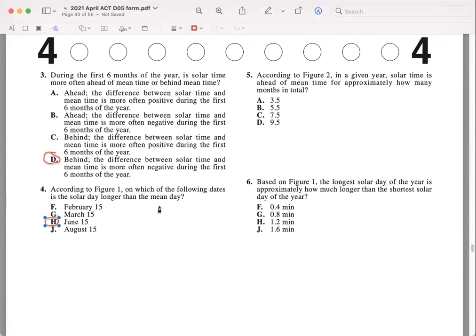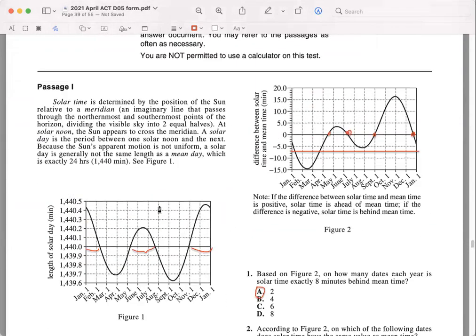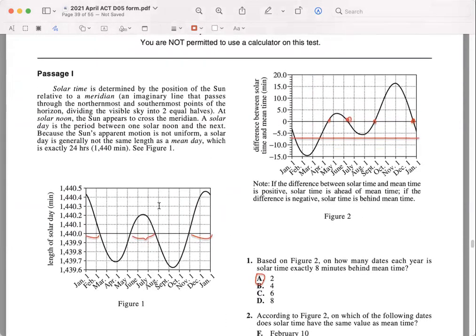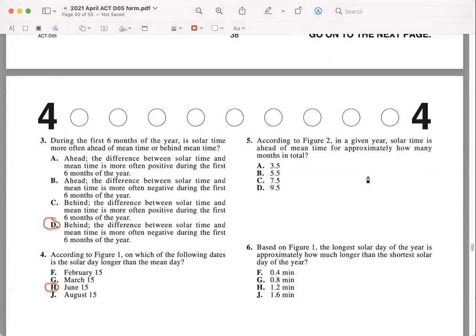Okay, according to figure 2, in a given year, solar time is ahead of mean time for approximately how many months in total? So we are basically looking at where solar time is ahead, so the parts above. So this is about 2 months, because you have a 0.5 and a 0.5 here. So it's about 2 months, and this is about 1, 2, 3, 4. 4 and 2, 6 months, a little about 6 months. No, it'll be 5.5, I think, because we have to leave out this part. So around 5.5, I would say.